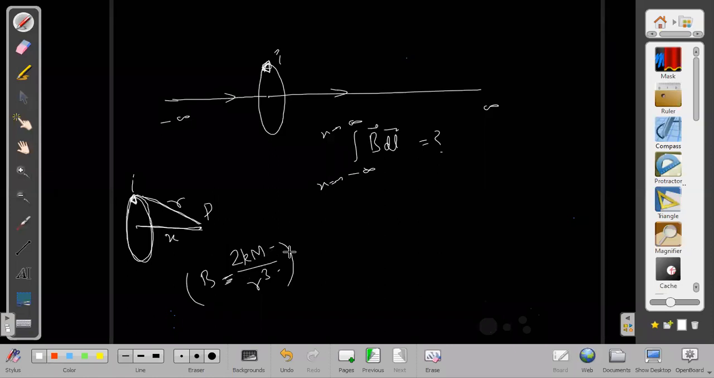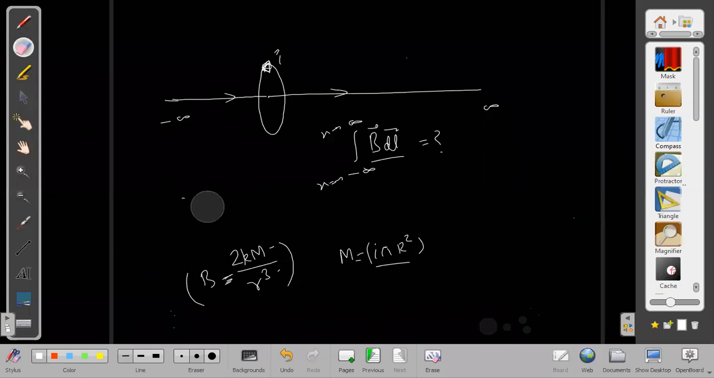So this formula we know, and the formula for magnetic moment you also know: if the radius is r, then I into pi r square. Use it here, integrate it, and get the answer. Can you do that? Please do it once. After that, I will change the question and ask some other question in this.